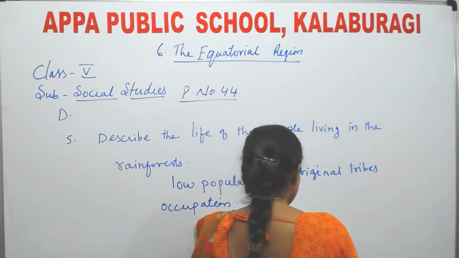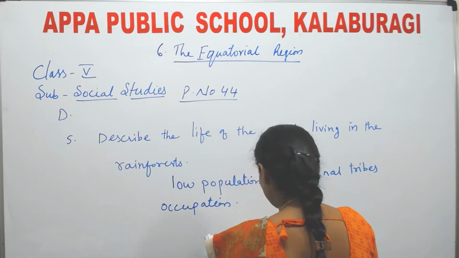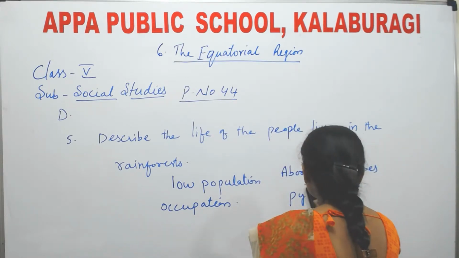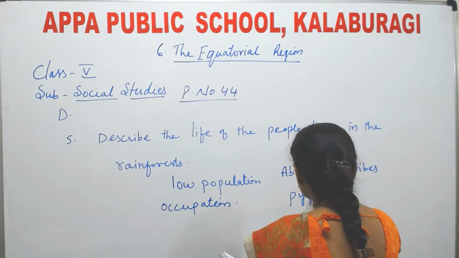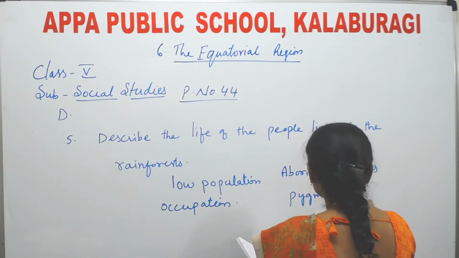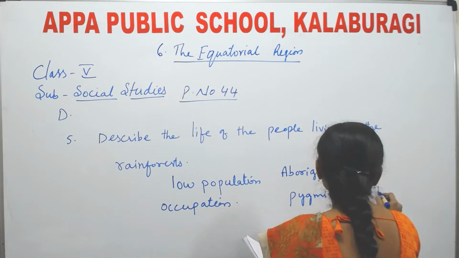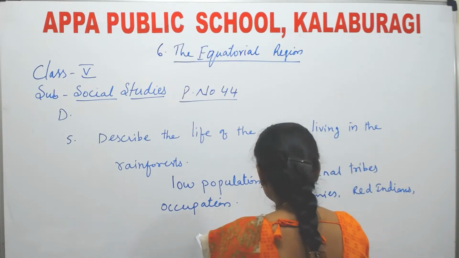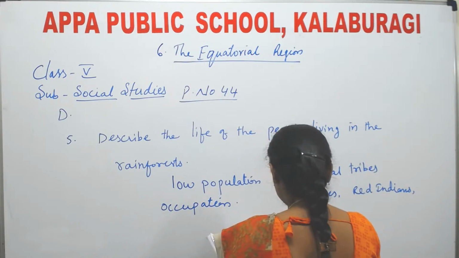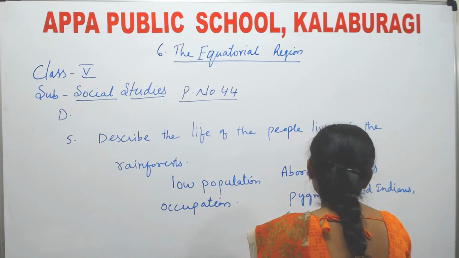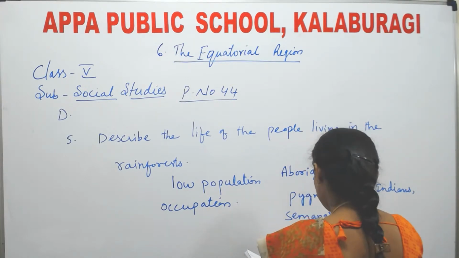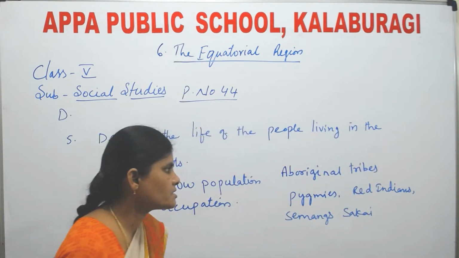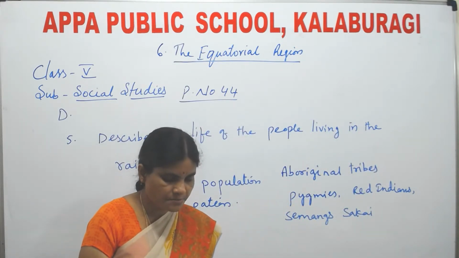Say, which are the tribes that live in this region? Say, pygmies, Red Indians, Samans, Sakais. All these people live in this region. Okay, next.